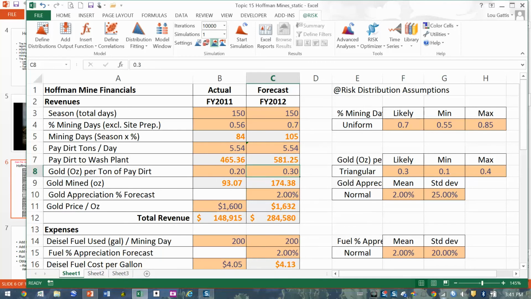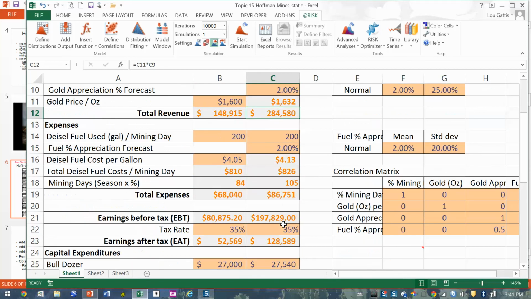It looks like they may have a better piece of land next year, so I'm assuming they're going to get a little bit more gold per ton, which will give them 174 ounces of gold. I'll assume that gold prices increase with inflation. So gold prices go from $1,600 to $1,632, which means I'd estimate revenues of $284,000. I'll assume they use the same amount of fuel per day, and fuel prices increase by 2%. So they'll spend $86,000 in fuel expenses.